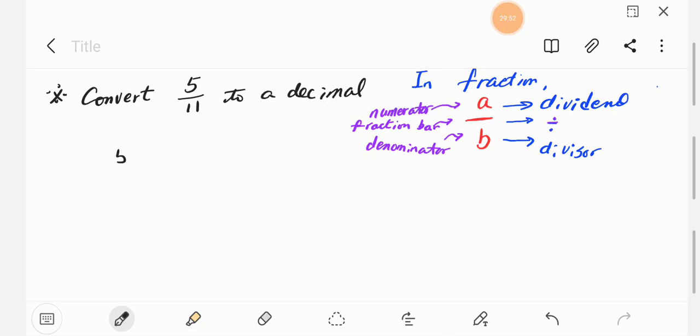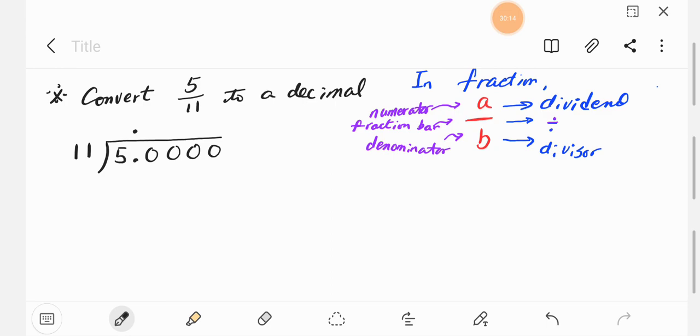So 5 is divided by 11. The decimal point is, 5 means 5.000 something, right? So you can put many zeros, it still doesn't matter. It does not affect the original number. And then put the decimal point directly above this one.